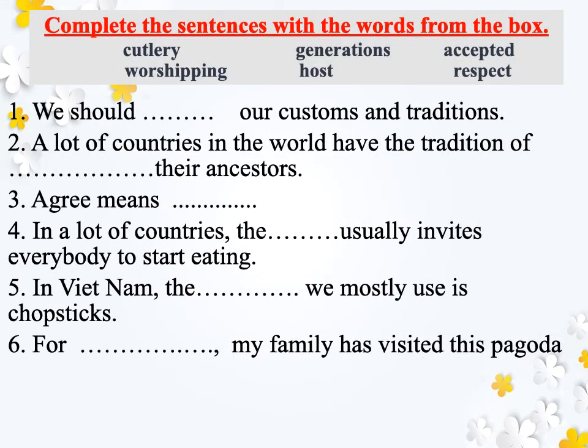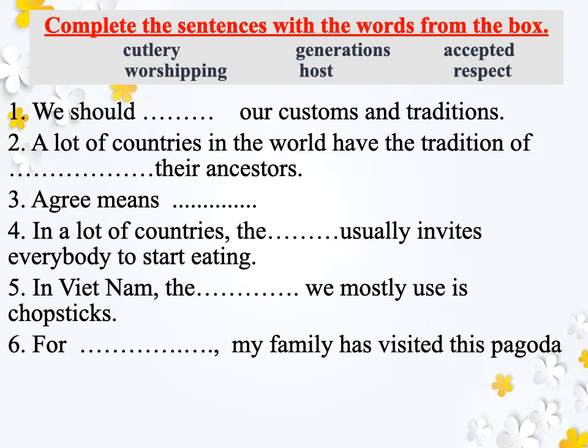Let's check vocabulary with this exercise. Complete the sentences with the words from the box. Let's answer. Okay, give your answers, please. Number 1. Which one is the correct answer? We use respect. We should respect our customs and traditions.